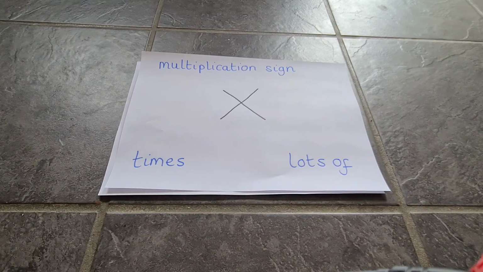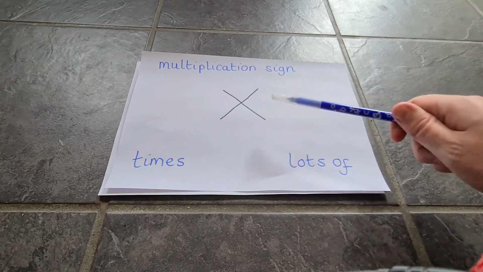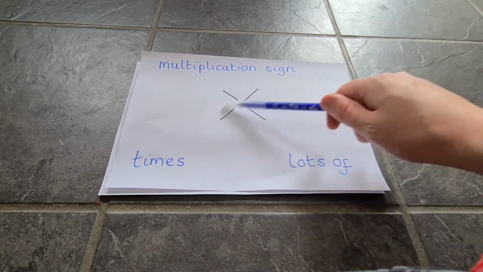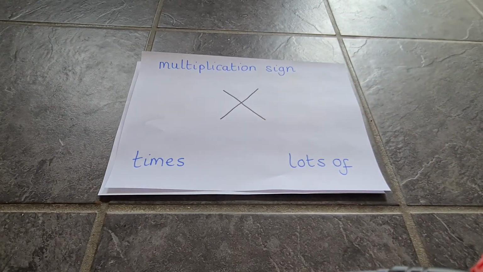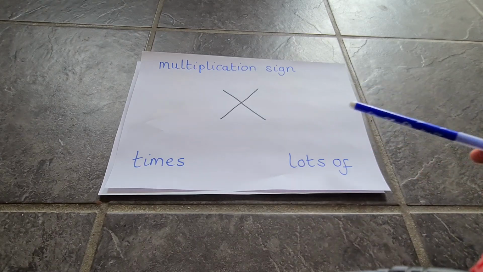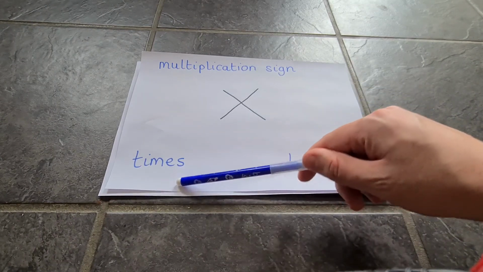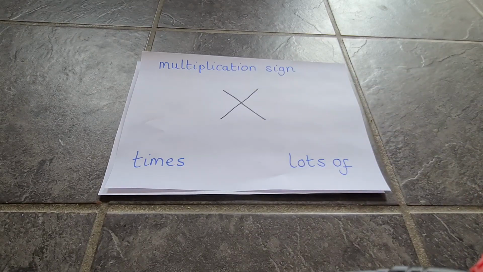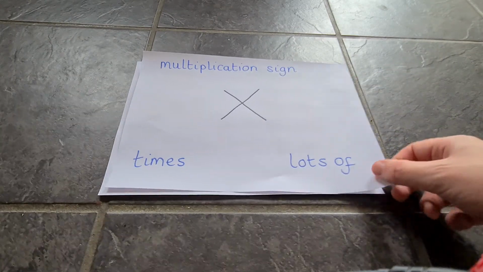And the new symbol is called a multiplication sign. Multiplication sign. And you'll see that this is it here. So it looks a little bit like the letter X. So multiplication sign, when we read a number sentence containing that, we often say times instead or lots of instead. And I'm going to explain that for you.